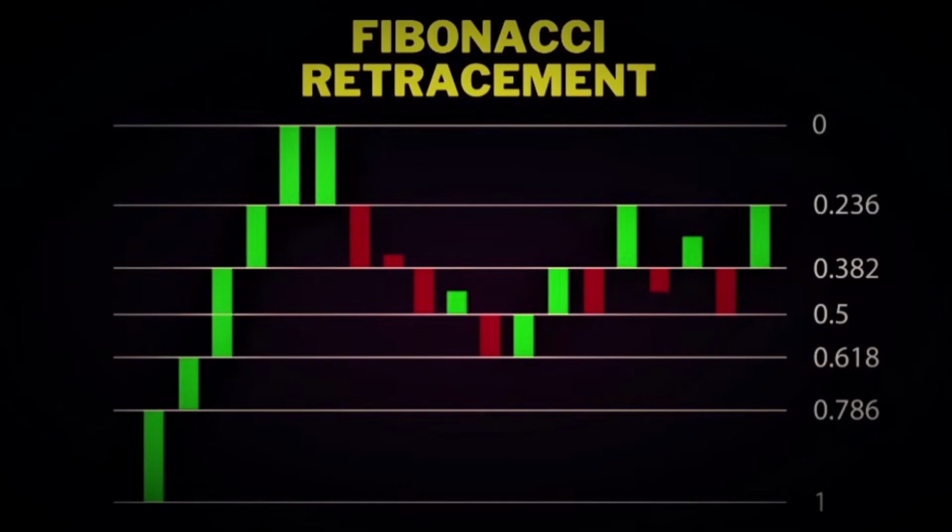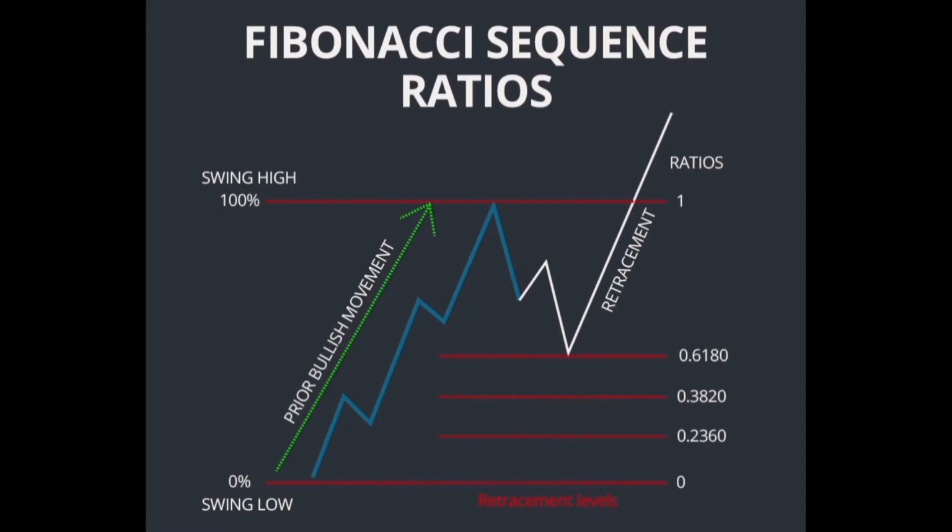The Fibonacci retracement levels are calculated by taking the high and the low of a price move and dividing the vertical distance by the key Fibonacci ratios of 23.6%, 38.2%, 50%, 61.8%, and 100%. These ratios are derived from the Fibonacci sequence. Now that we understand what Fibonacci retracement levels are, let's talk about how we can use them in trading.